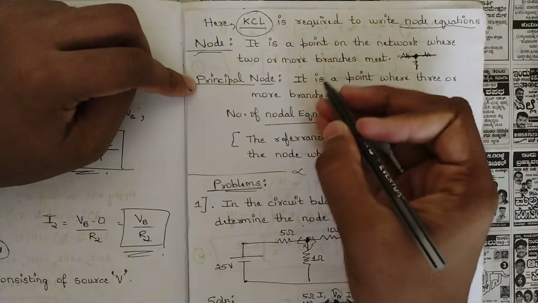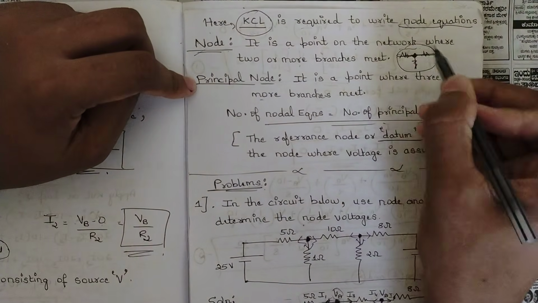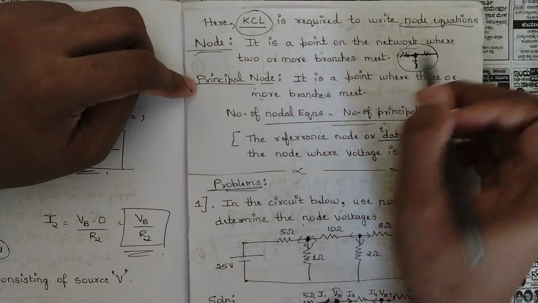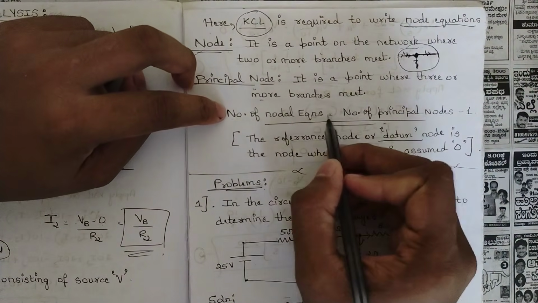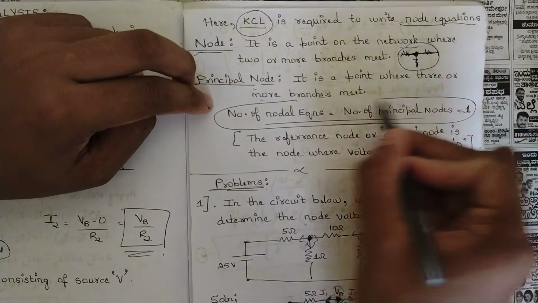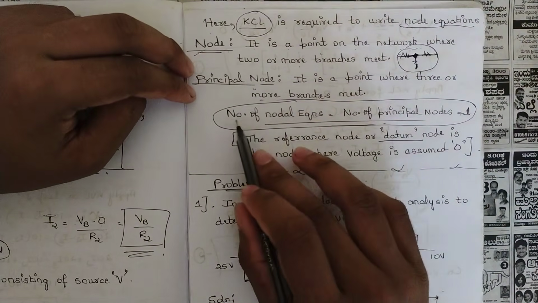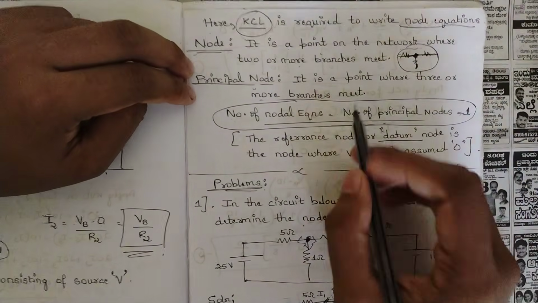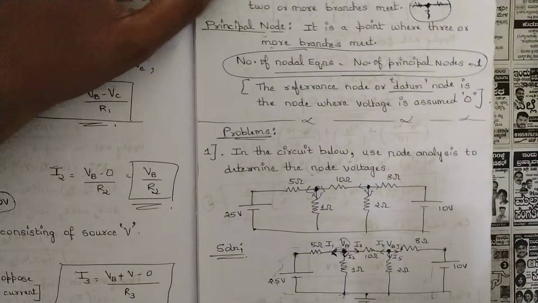So now what is a principal node? It is a point where three or more branches meet. Here in this case three or more branches meet, so that node is called a principal node. We have an equation for principal nodes: the number of nodal equations is equal to the number of principal nodes minus 1. This condition remains the same for all the sums which you are solving for node voltage analysis. Whatever number of node equations we get, that would be one less than the principal nodes in the problem. We will check this with one problem.